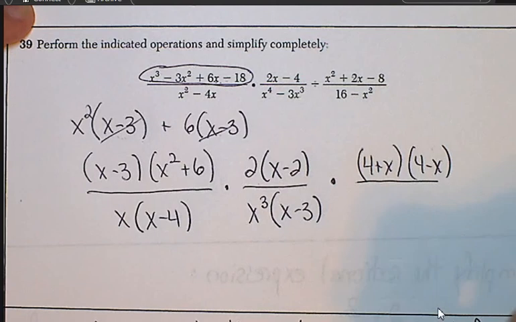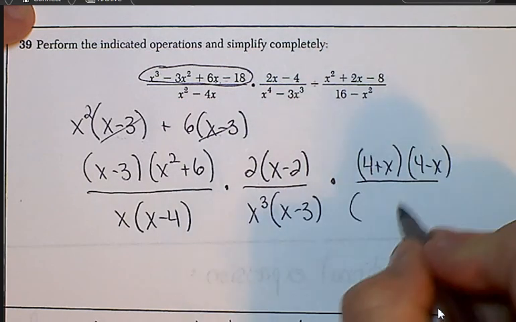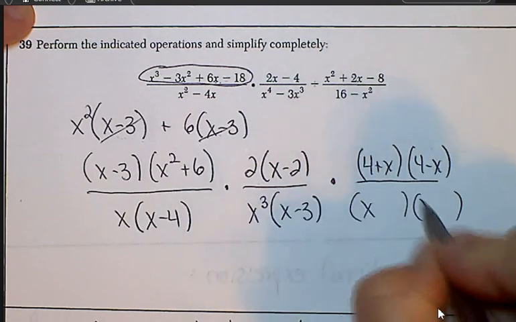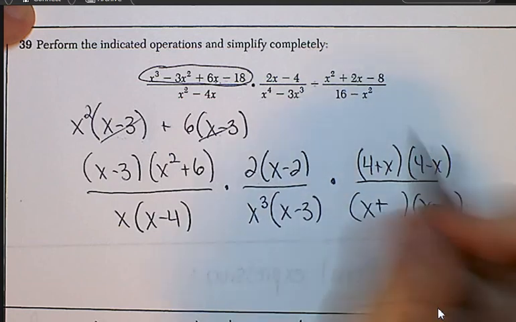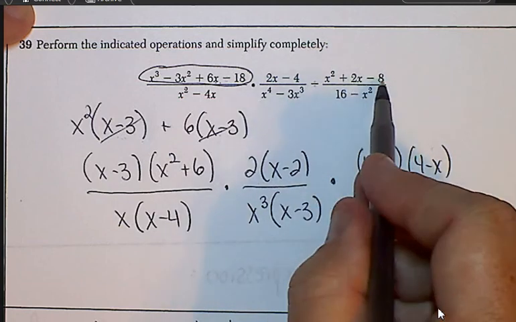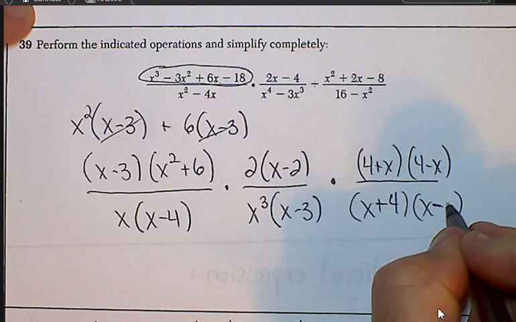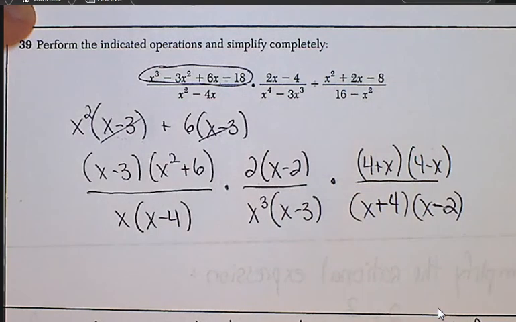And then I have a quadratic. That's going to factor into x and x. The signs are different. And then factors of 8 that add up to be a positive 2 would be a plus 4 and a minus 2. Everything now is factored. Now we're looking to just cancel everything that we can.